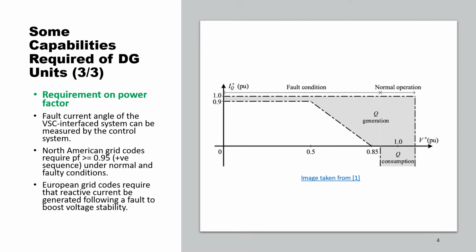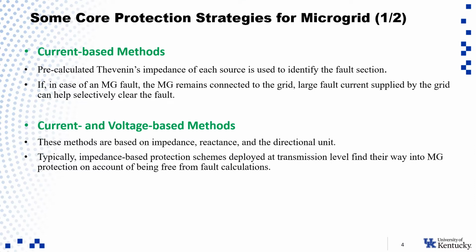So we can see on the right hand side that the gray area should be satisfied. Even if a fault develops, the power factor should stay in this gray region, and this means that we may need to inject reactive current.